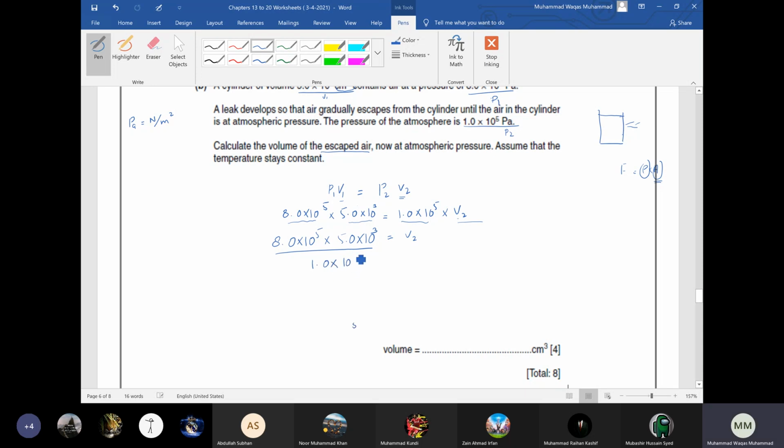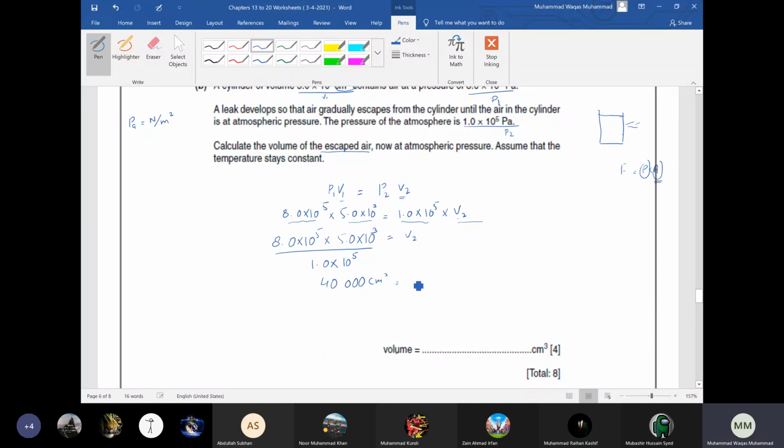Shabash beta, what do we get? What is the answer? Shabash beta? What is the answer? Sir, 4,000. Beta, do it correctly. I don't think it's 4,000. Anyone else done? Sir, 40,000. So it's 40,000 cubic centimeter.